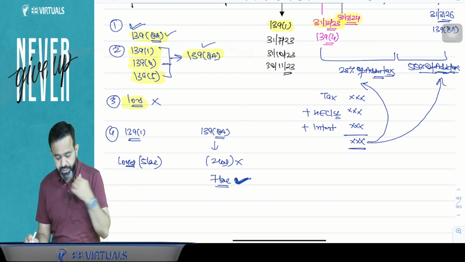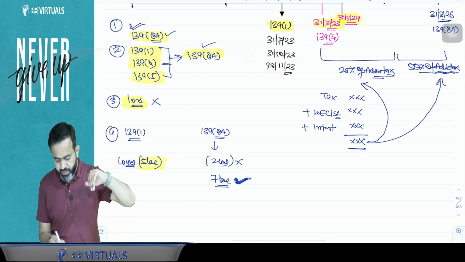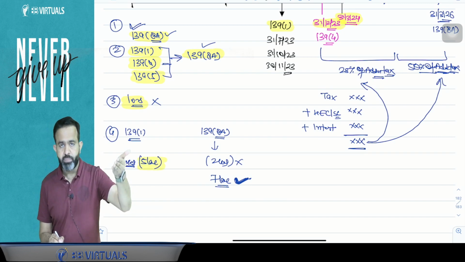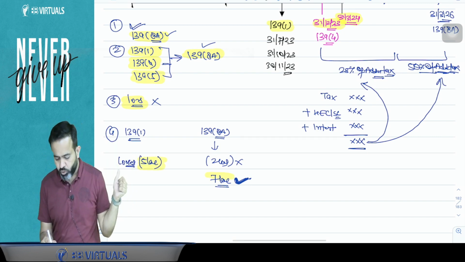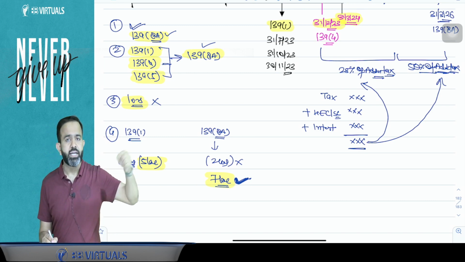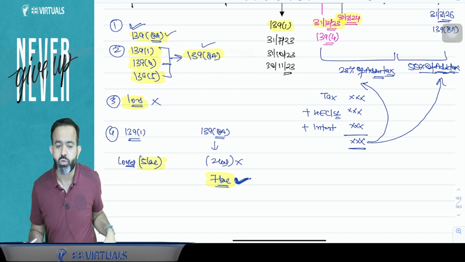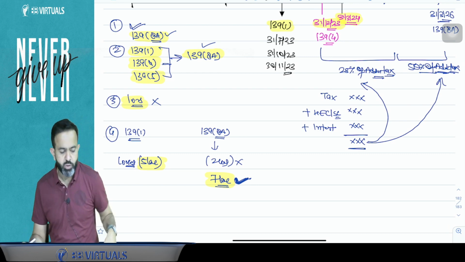Under section 139(1), earlier you declared the losses and now you wish to file the updated return. You can file the updated return but only with the income. Updated return cannot be a return of loss. Return of loss is not possible here.